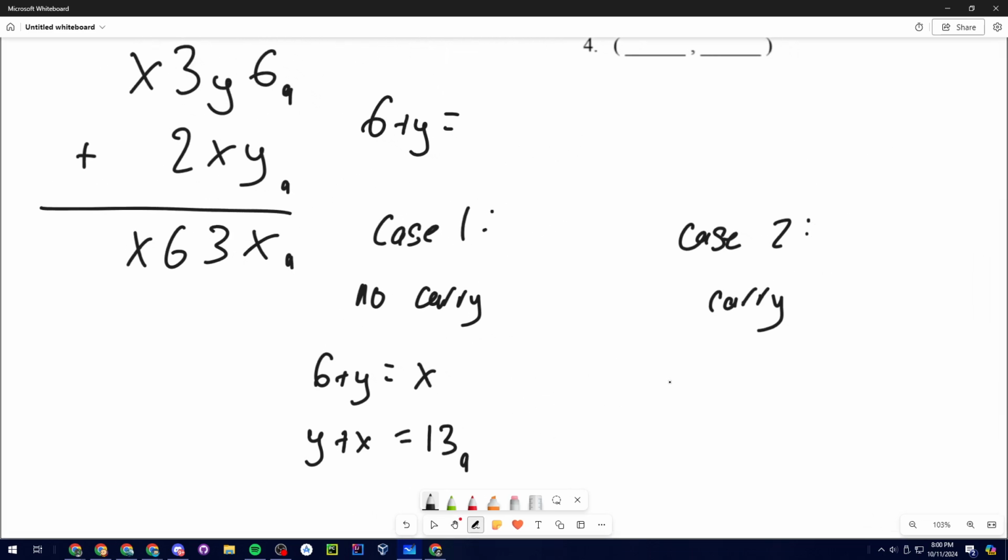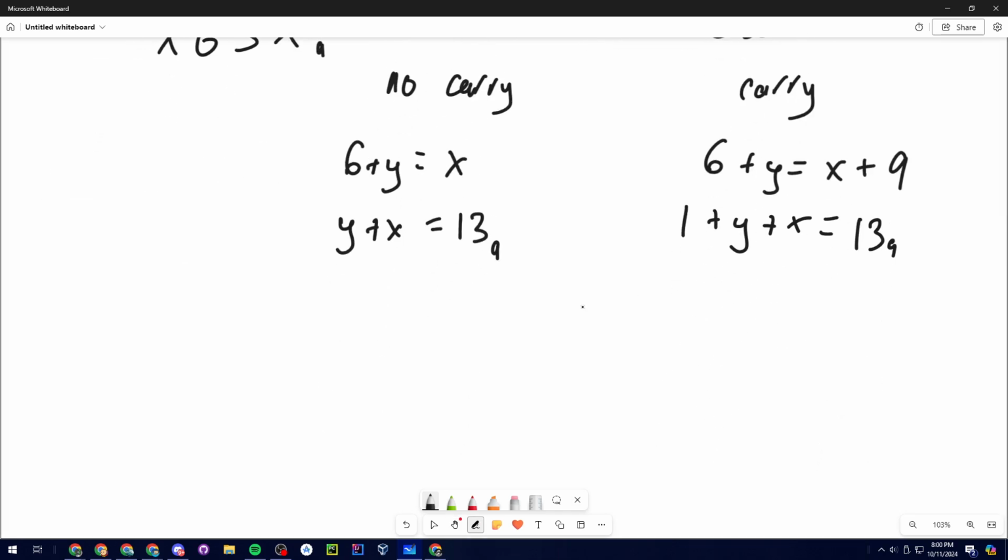Case 1 where you do carry, 6 plus y is equal to x plus whatever you're carrying over, which is a 1 digit, which in base 9 is 9, right? Because you're carrying over a 10 in base 9, which is equal to 9 in base 10, right? Now I'm trying to do all my algebra in base 10 because it's easier to work with. Then since you're carrying over, 1 plus y plus x is equal to 13 base 9, right? So that's 2 cases. Is there another case? No, because y plus x is guaranteed to carry, and then that makes life easier.